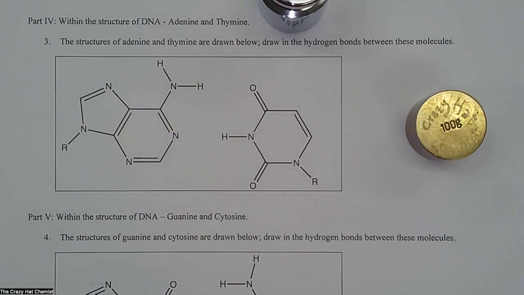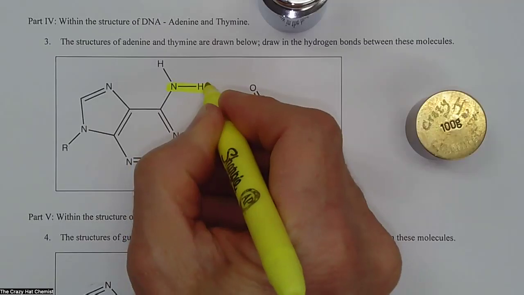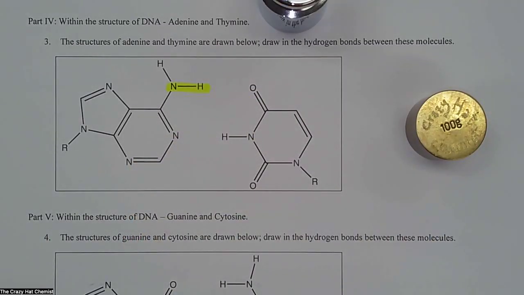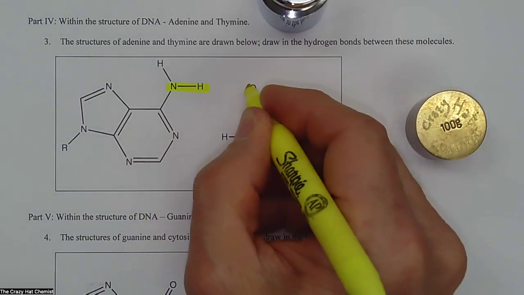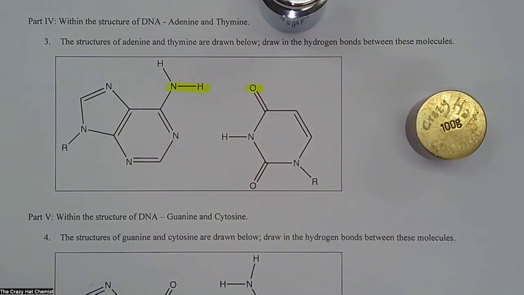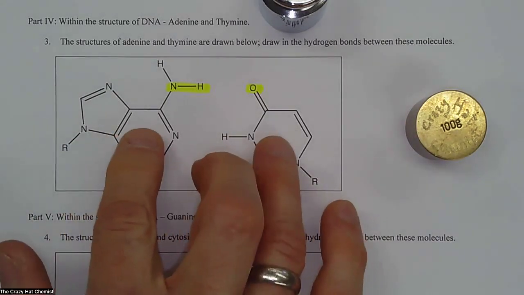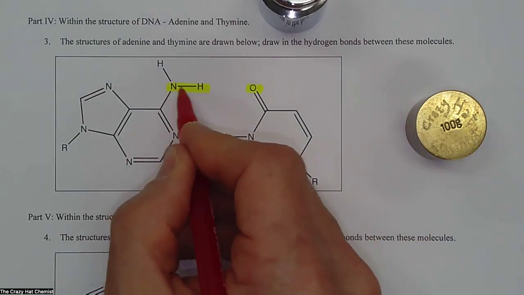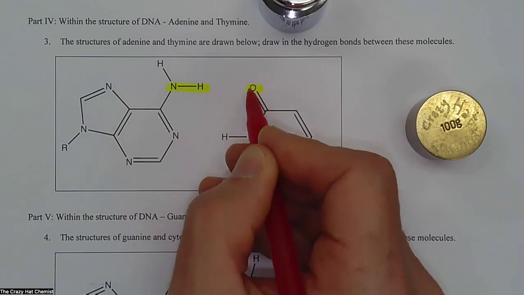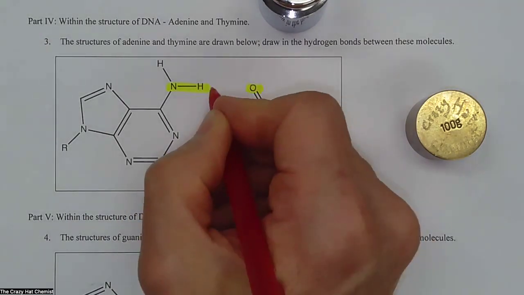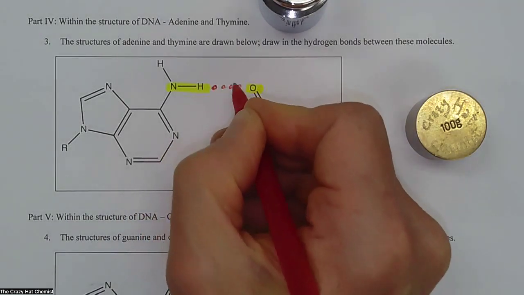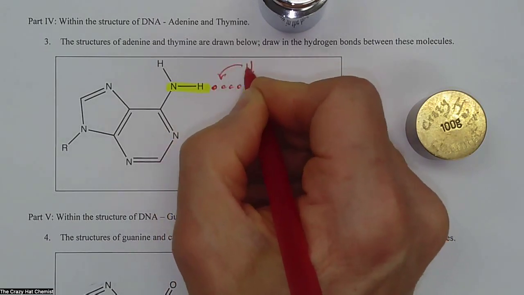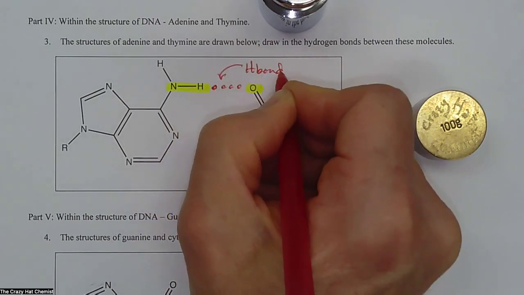Right? So what are we looking for? In order to form a hydrogen bond, we need a polar covalently bound hydrogen. This is a polar covalently bound hydrogen. And we need an electronegative element on another molecule. So we've got two molecules here, adenine and thymine. And this polar covalently bound hydrogen and an electronegative element on another molecule will be a hydrogen bond. Again, this is a special case of a dipole-dipole interaction.